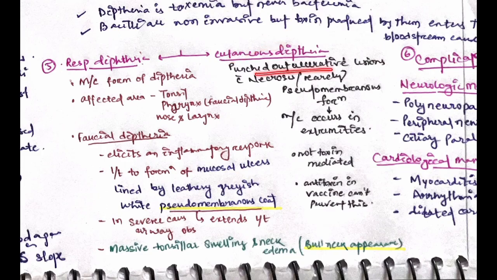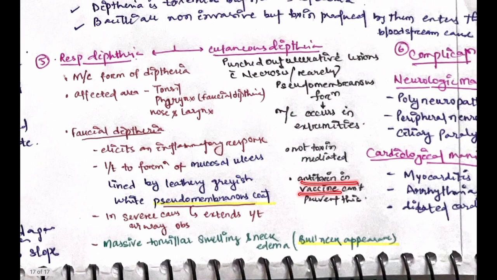Next is cutaneous diphtheria. These are punched out, ulcerative lesions with necrosis and rarely pseudomembranous. That occurs mostly in the extremities and this is not toxin mediated, so the antitoxin in the vaccine cannot prevent this. So even after taking the vaccine, cutaneous diphtheria can occur.